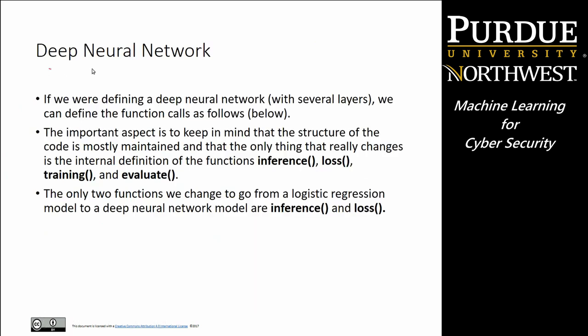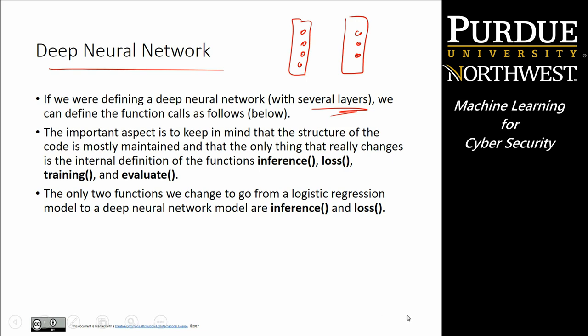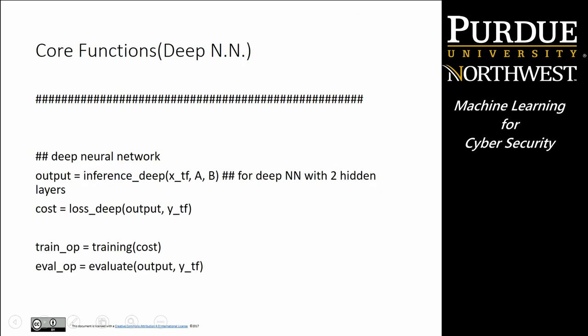All right. So, deep neural network. If we were defining a deep neural network with several layers, remember, logistic regression only has that. It has 4 neurons in this layer, 3 neurons in this layer. Right? That's what we did in that inference function. But if we want a deep neural network that now has multiple layers, we can define the function calls as below. So we can see that here.